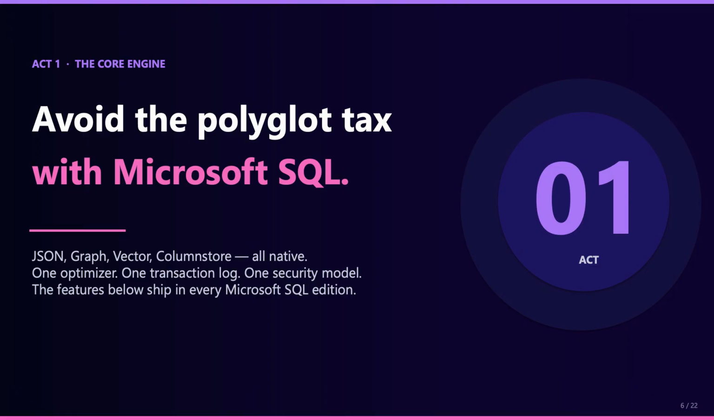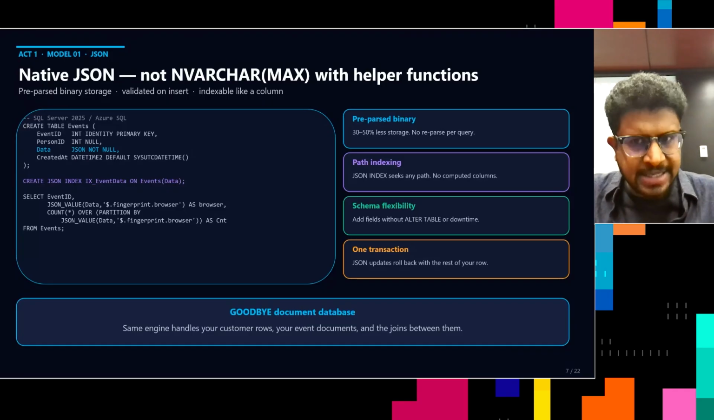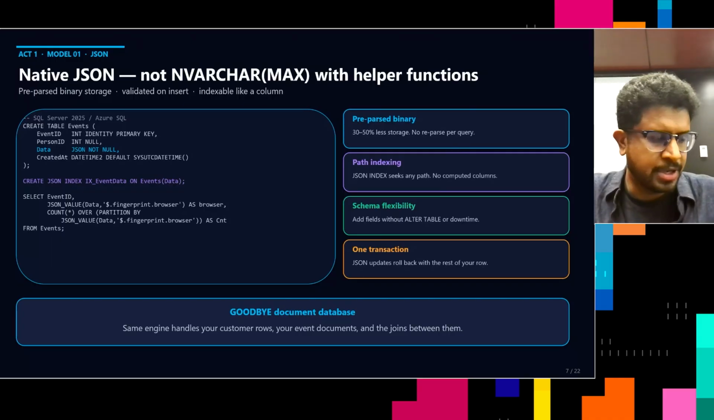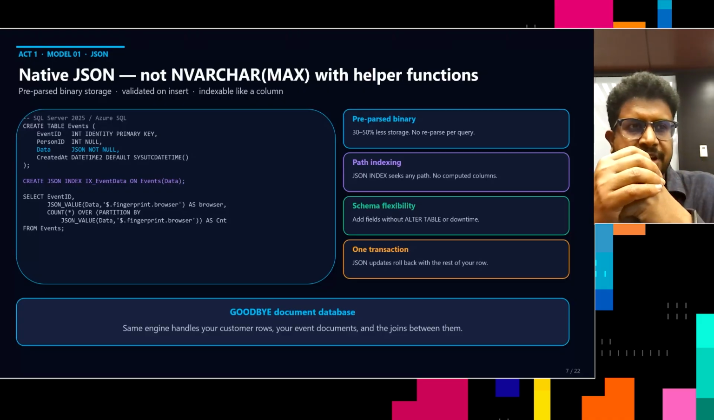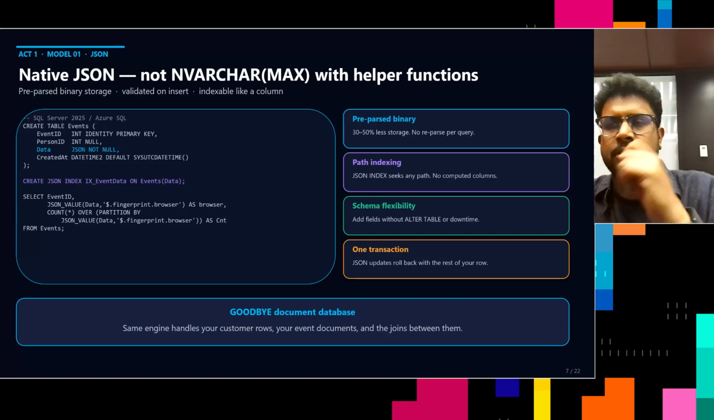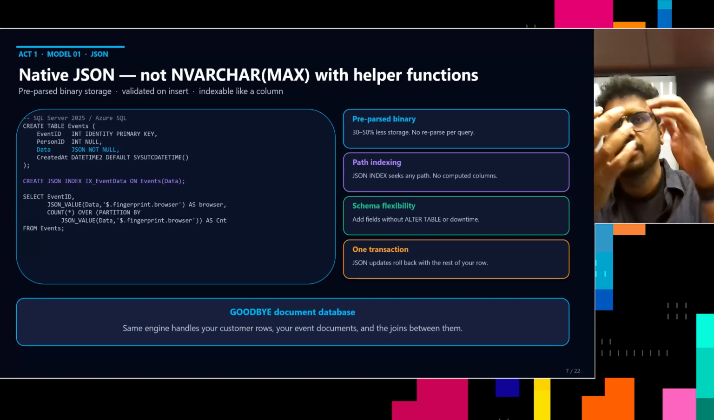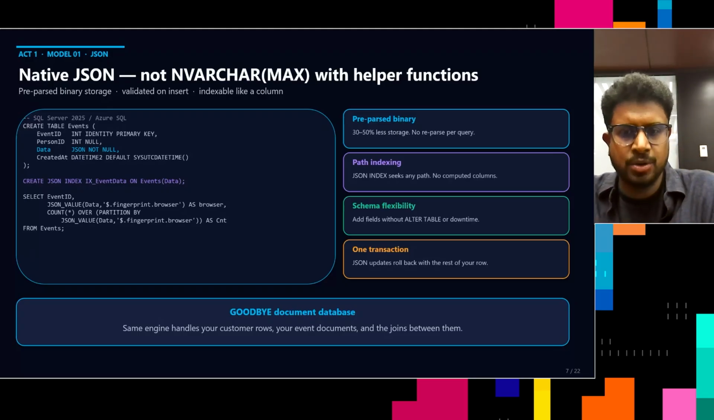Okay, so let's talk about the first act, which is the core engine and how we are avoiding the polyglot tax with Microsoft SQL. Let's say, as I mentioned in the fraud detection app setting, if you are logging from an app or from a web browser, you need a JSON kind of document. And how would SQL really do that?